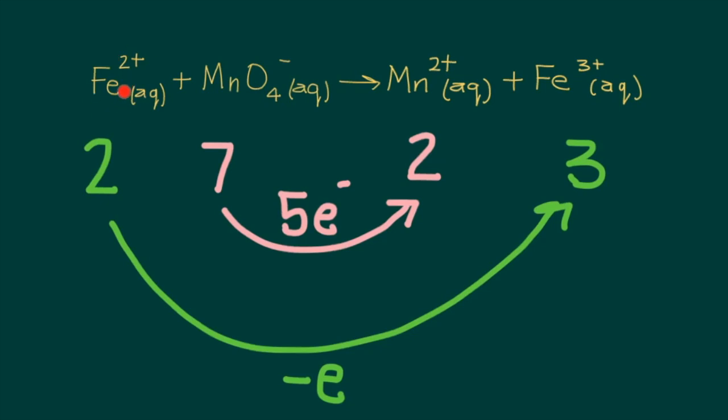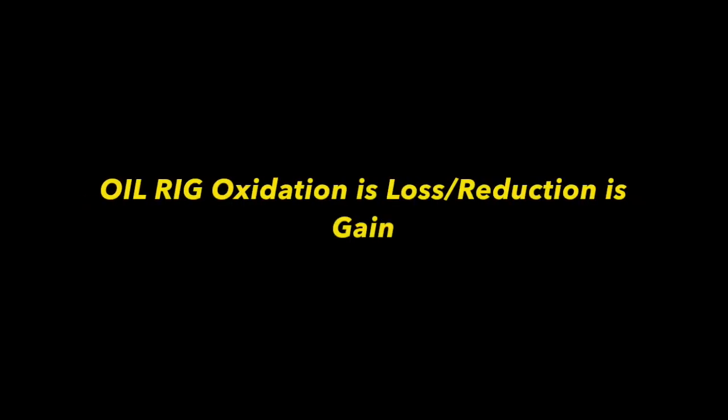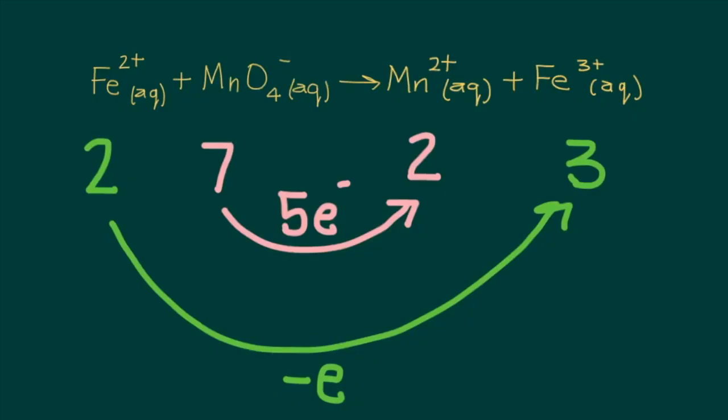Here we see iron 2 going to iron 3. As it does so, its oxidation number changes from 2 to 3. There's a gain in oxidation number, meaning that iron is oxidized. Oxidation by loss of a single electron. Here, manganese with an oxidation number of 7 goes to the Mn2 plus ion, which has an oxidation number of 2. A fall in oxidation number of 5, which means that this is reduced by a gain of 5 electrons.